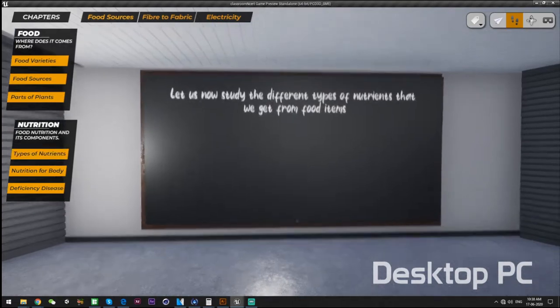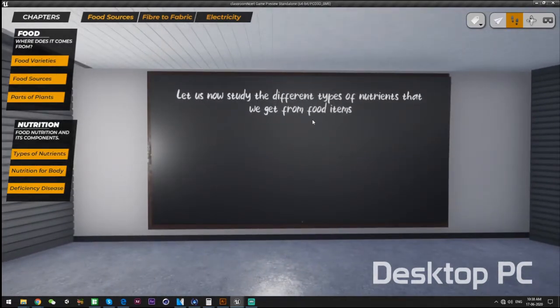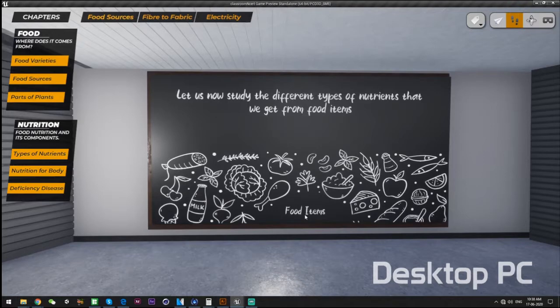Let us now study the different types of nutrients that we get from food items. Usually, food items contain lots of nutrients and can be classified into the following. That is, carbohydrates are the powerhouse of the body. They provide energy. Next on our list is protein, which is the building block of life. Protein is essential for the growth of muscles in the body. Next is vitamins. Vitamins provide strength to our body and give enhanced immunity. Minerals are also one of the most important nutrients that we can get from food items. Minerals are essential for the good working of the human body.